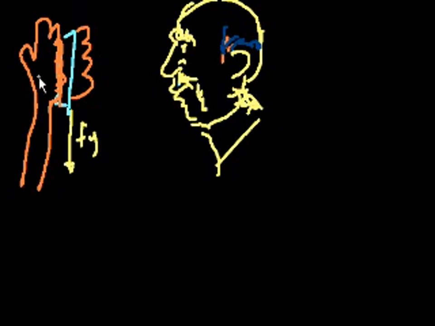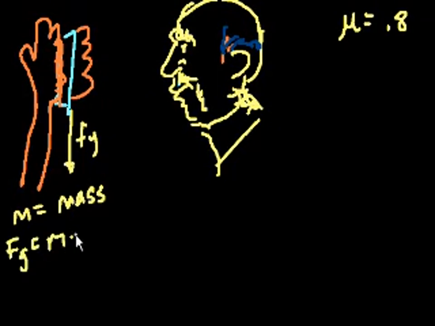Well, we know that the coefficient of friction, you don't know this, but I know that the coefficient of friction between my hand and the pie is equal to 0.8. So given that, how fast do I have to accelerate it? Well, let's see what's happening. We have the force of gravity pulling down. Let's say that the mass of the pie is m. So what is the force of gravity pulling down on the pie? Well, the force of gravity is just equal to m times 9.8.